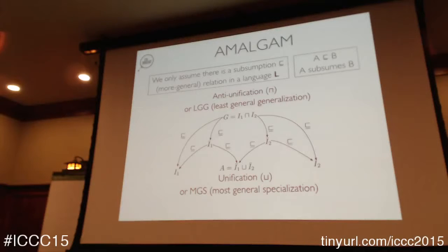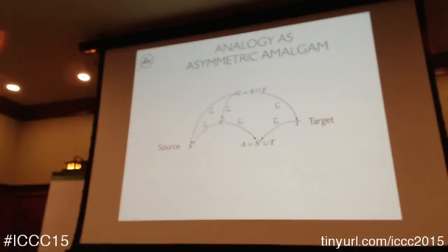So the one on the top, the generic space, is the anti-unification or least general generalization. And the amalgam, which is putting together these two generalizations, is the unification or most general specialization. Now, the claim here is that analogy can be seen as an asymmetric amalgam.